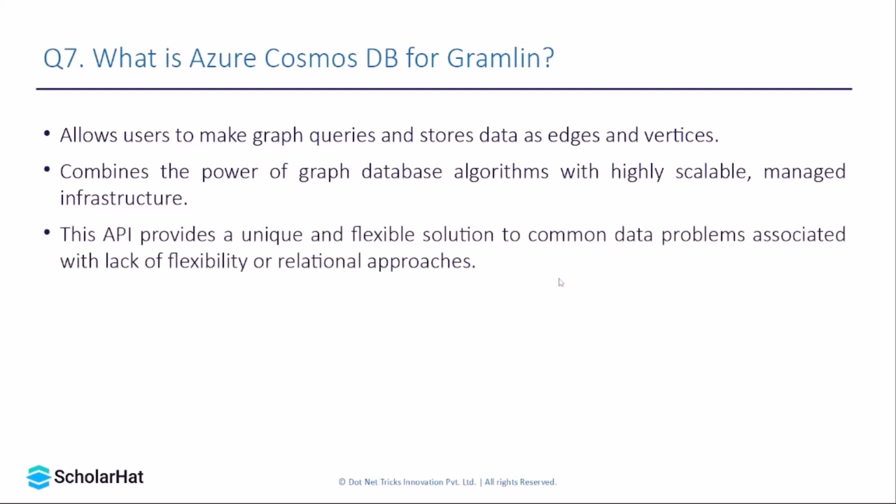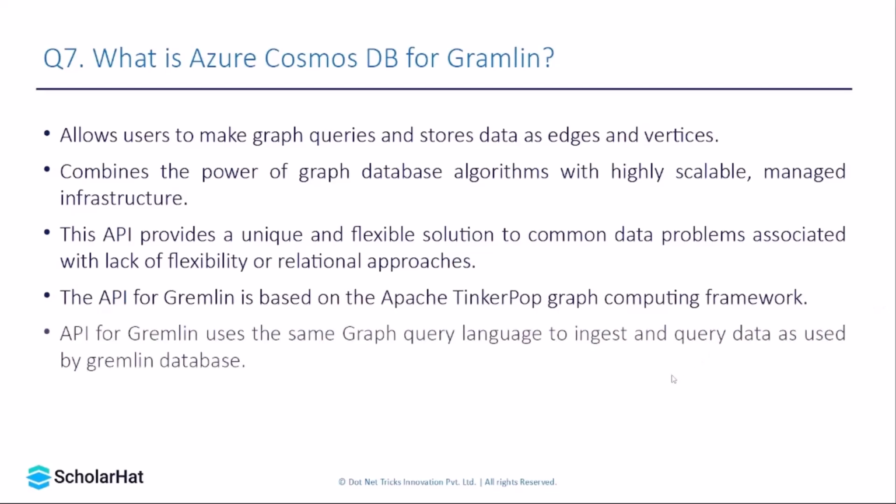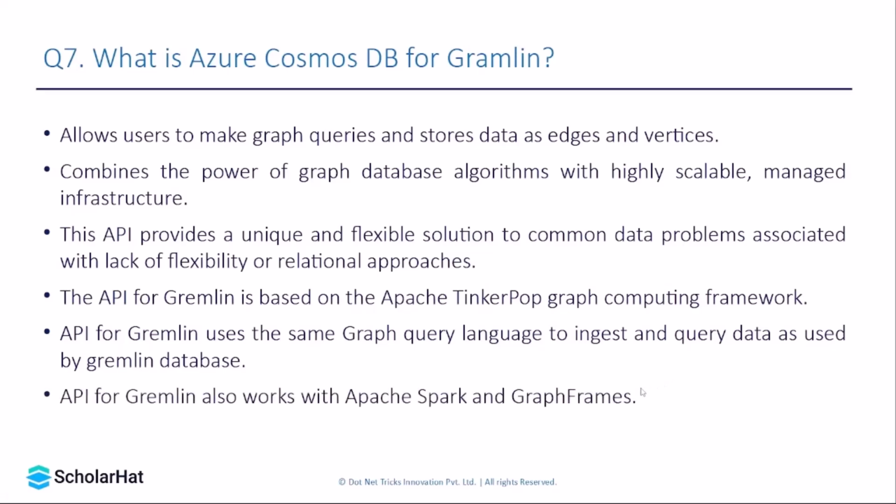This also provides a unique and flexible solution to common data problems associated with the lack of flexibility of relational approaches. The API for Gremlin is based on the Apache TinkerPop graph computing framework, and the API for Gremlin uses the same graph query language to ingest and query data as used by Gremlin database. The API for Gremlin also works with Apache Spark and GraphFrames.